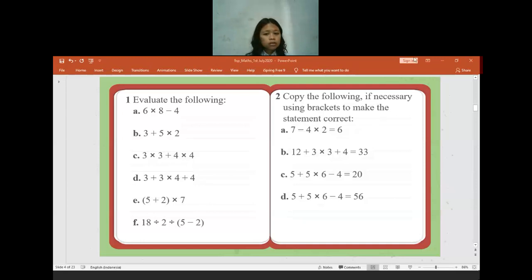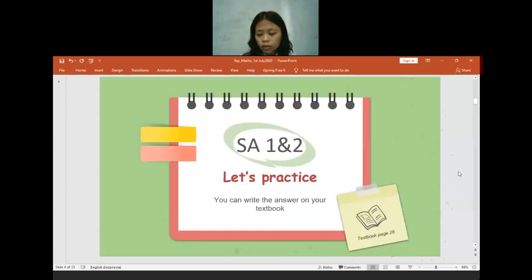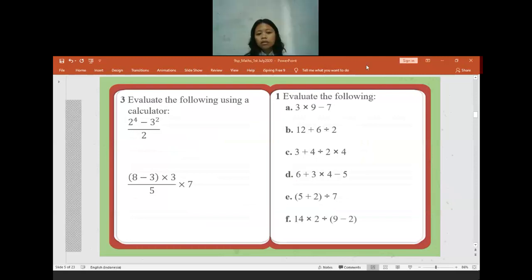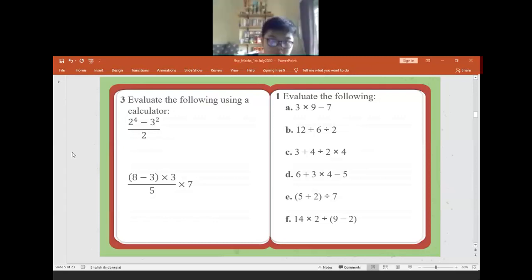Anyone? 3.5 and 10. Which number is it? Question 3, yeah. Oh, sorry, I moved too fast. Okay, 3A. How many is 3A? 3.5. Okay, anyone got a different answer?